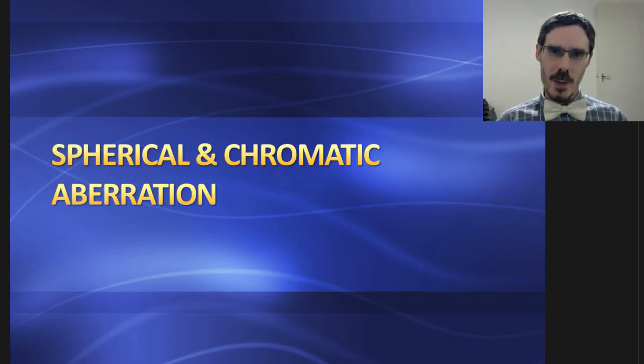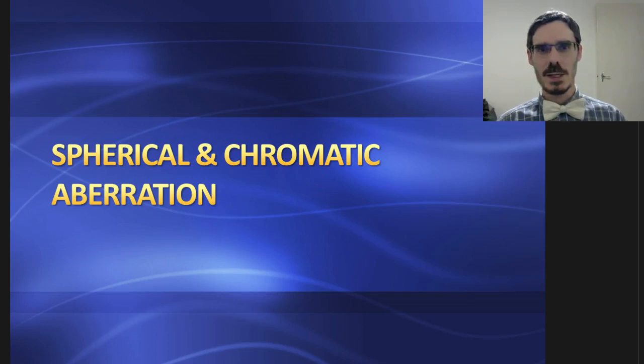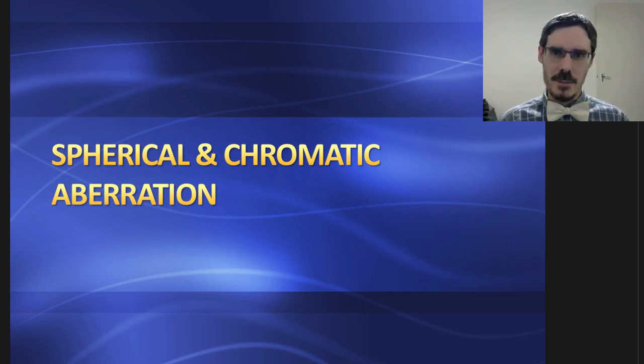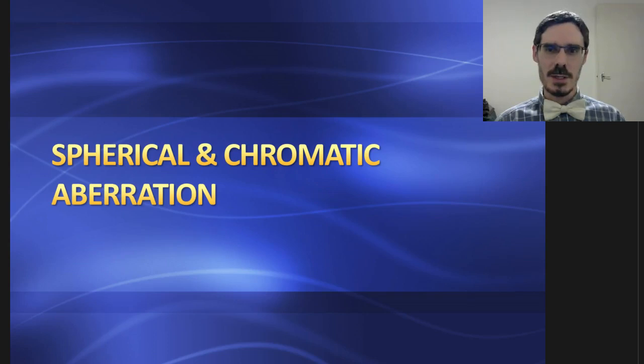At the end of each of the PowerPoint files about the curved mirrors and lenses, there's a couple of interesting slides about spherical and chromatic aberration. So what are these things? Well, they have to do with the position of the focal point.